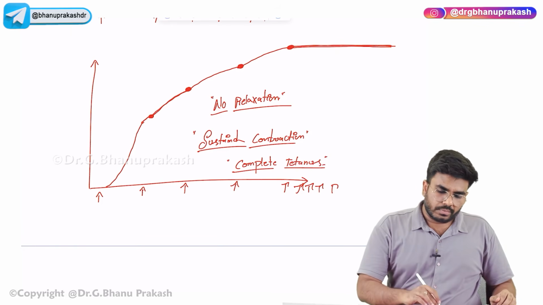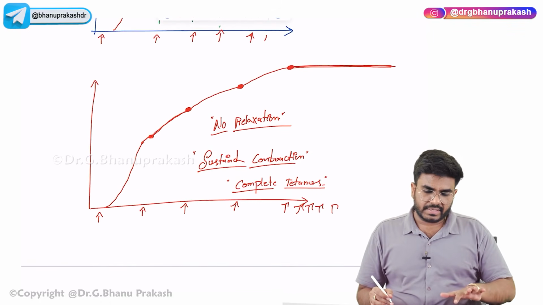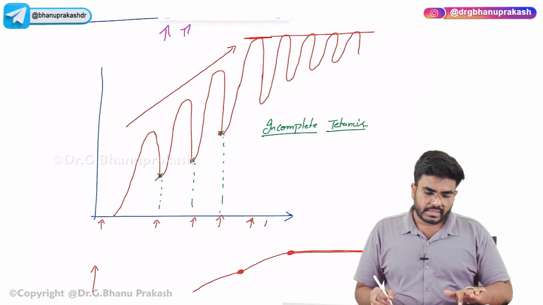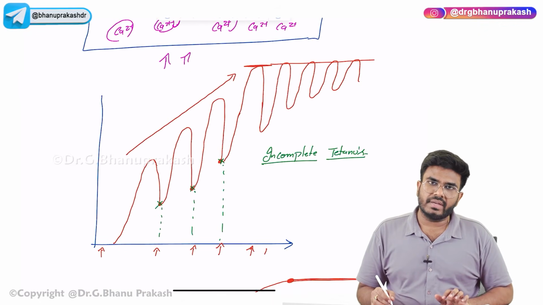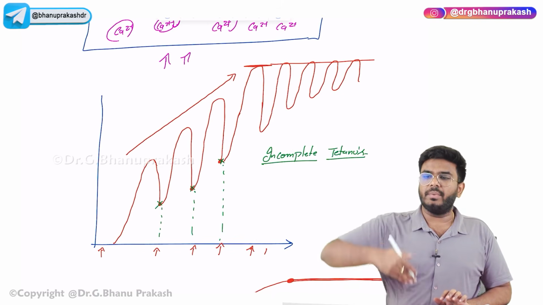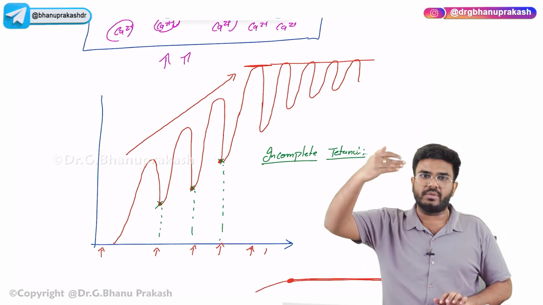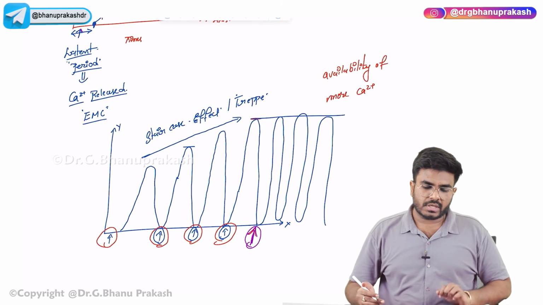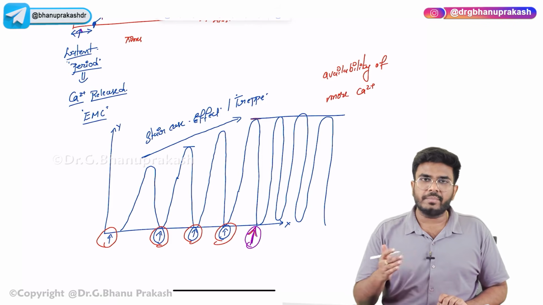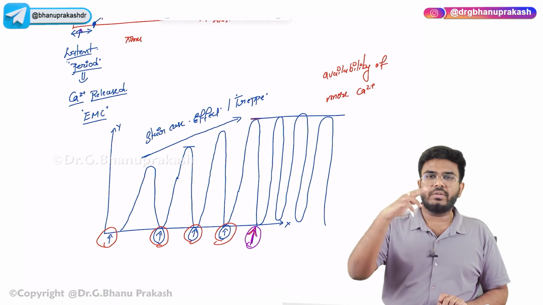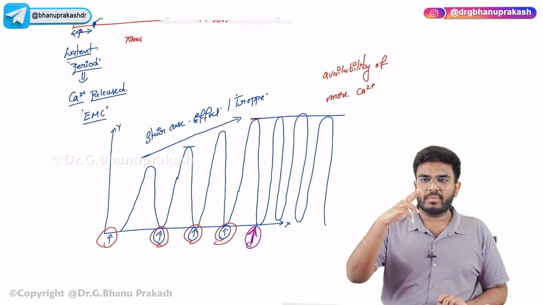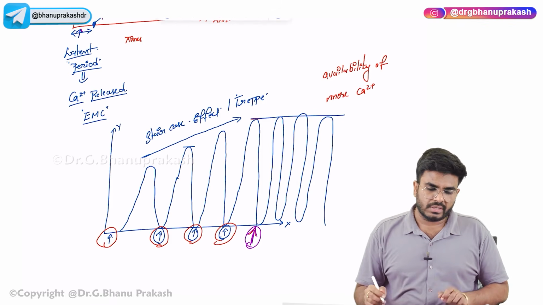Okay, so now 4 graphs. See here, this is the complete tetanus. Here I have shown you the incomplete tetanus where there is a partial relaxation, immediate stimulation. Now here I have shown you the staircase effect or treppe. For the 4 times, the force of contraction is going to increase, and from the 5th time, the force of contraction is going to be the same.